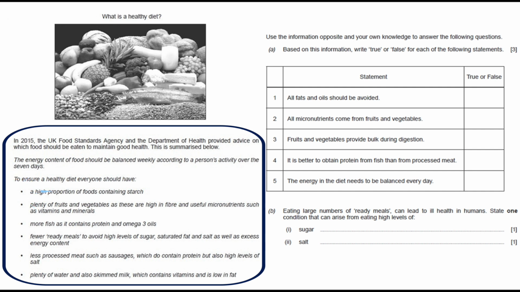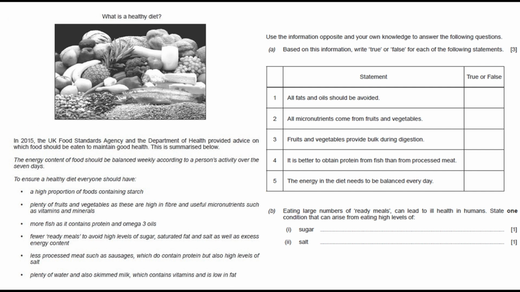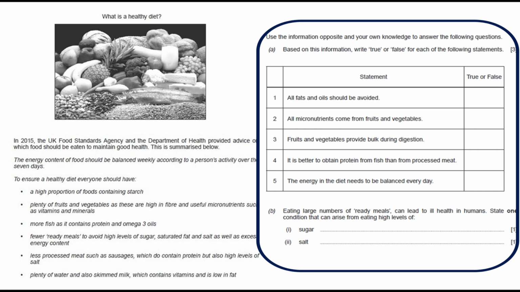So high proportion of foods containing starch, fruit and vegetables, fish, fewer ready meals and less processed meat. We also need plenty of water and also skimmed milk, which contains vitamins and is low in fat. And then what we have to do is use that information plus our own knowledge in order to answer the following questions here.